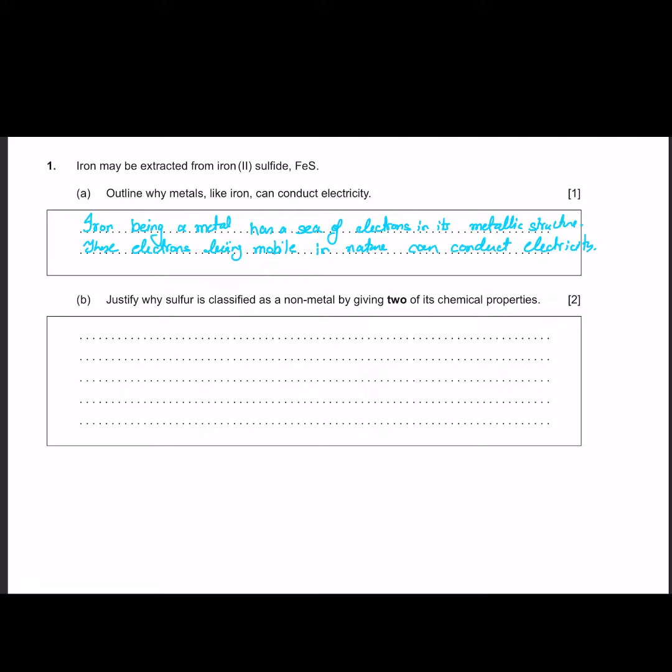Now the second part is justify why sulfur is classified as a non-metal by giving two of its chemical properties. Now our first property is sulfur generally forms covalent bonds with other atoms. Like we know the property of non-metals are to form covalent bonds. Okay. The second property, we can say that the oxides of sulfur are acidic in nature. So this is also true because non-metallic oxides would be acidic in nature. So using these two properties of sulfur, we can say that it is a non-metal. So we are done with the part B2.